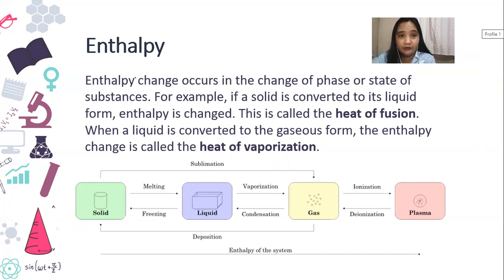It says here that enthalpy change occurs in the change of phase or state of substances. For example, if a solid is changed to liquid and vice versa, of course, it follows that enthalpy is changed. Converting solid to liquid uses the heat of fusion. And when liquid is converted to steam or gaseous form, that's heat of vaporization. This is very different from the specific heat.